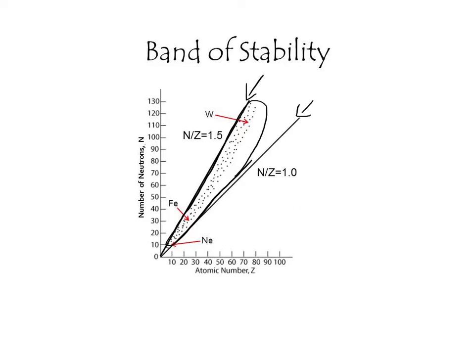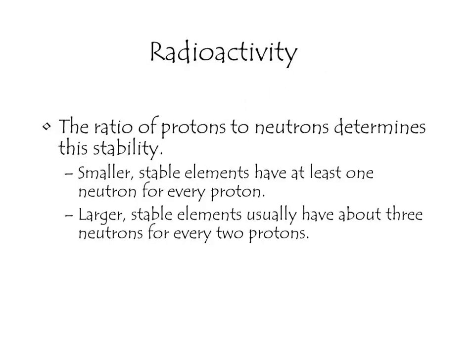How do we determine this? Good question, and here is how we do this. The ratio of protons to neutrons determines the stability. The smaller the elements are, so basically the elements that are in the first to the third period, they have to have a neutron for every proton to be considered stable. And the larger you get, you have to have at least three neutrons for every 2 protons.